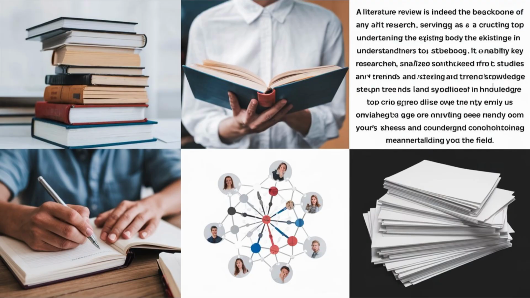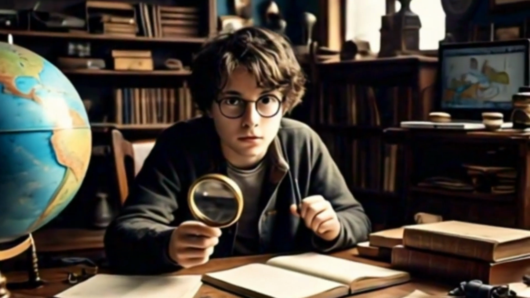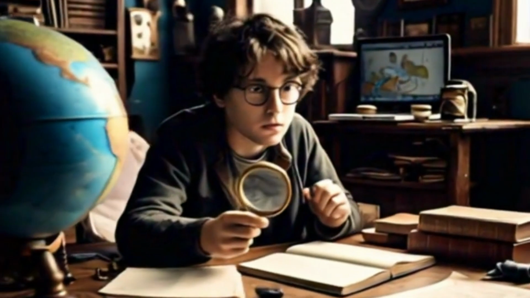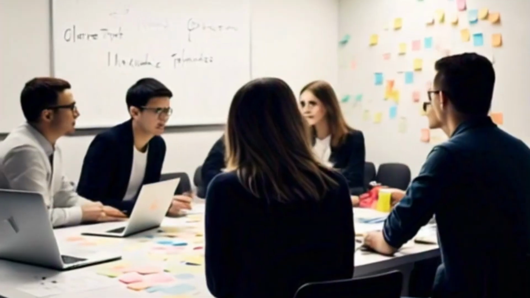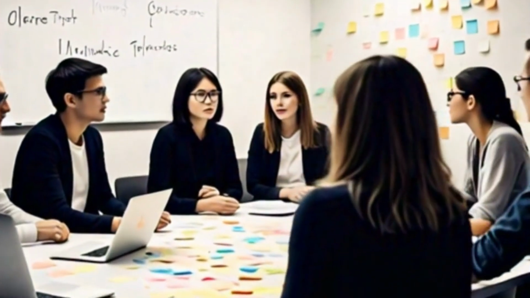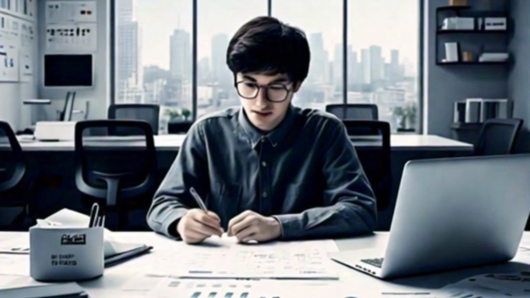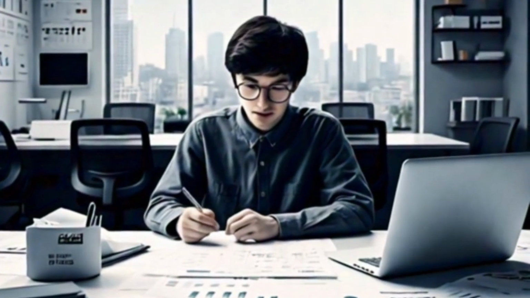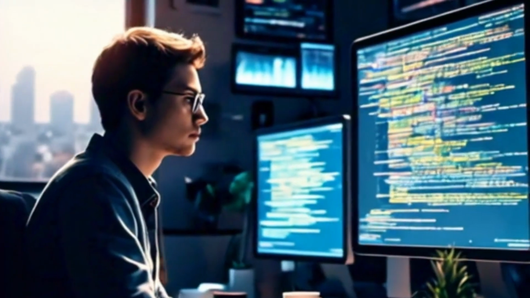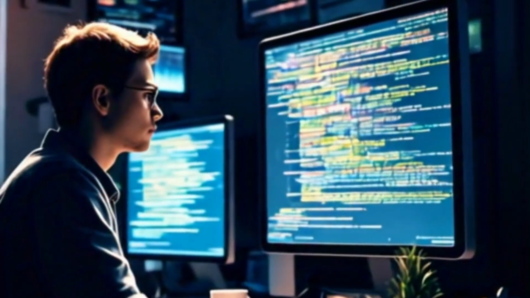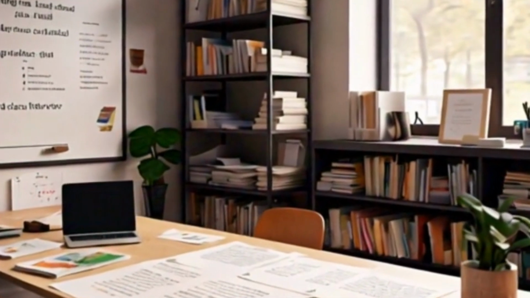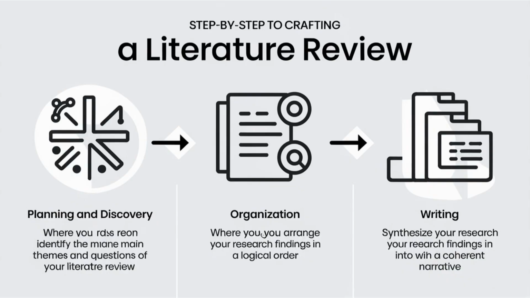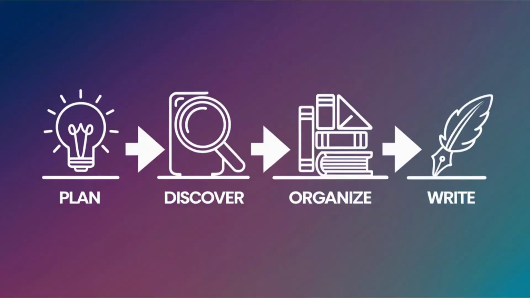As you know, a literature review is the backbone of any academic research. It helps you understand the scope of existing knowledge, identify trends, and spot gaps to carve out your own research niche. Traditionally, it's a tedious process, manually collecting, analyzing, and synthesizing data. But today, we are diving into how you can automate much of the grunt work using cutting-edge AI tools. From planning and discovery to organization and writing, this step-by-step guide will help you craft a comprehensive literature review faster and smarter.